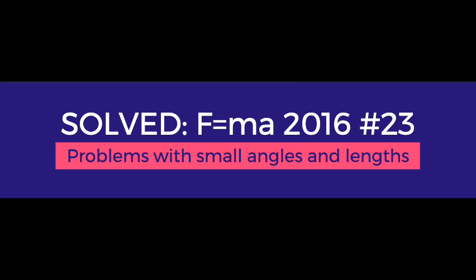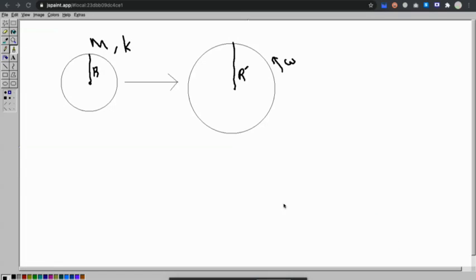Today we are going to talk about the F equals MA 2016 number 23. In addition to solving this problem, we'll go over how to use small lengths and angles to try solving bigger problems that have very difficult shapes. So with that out of the way, let's get started.